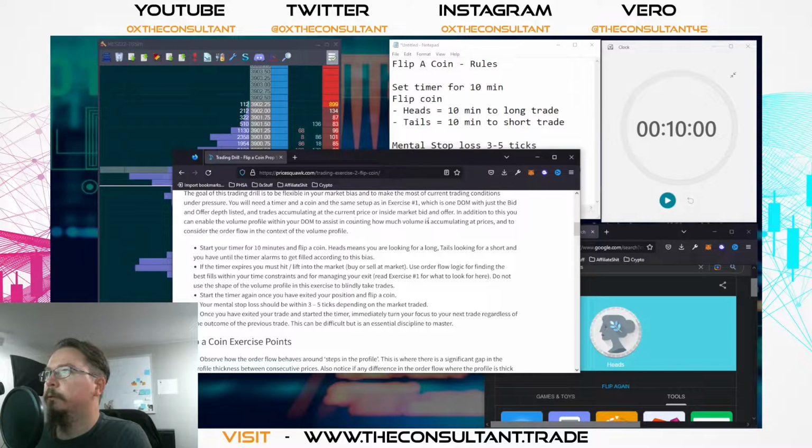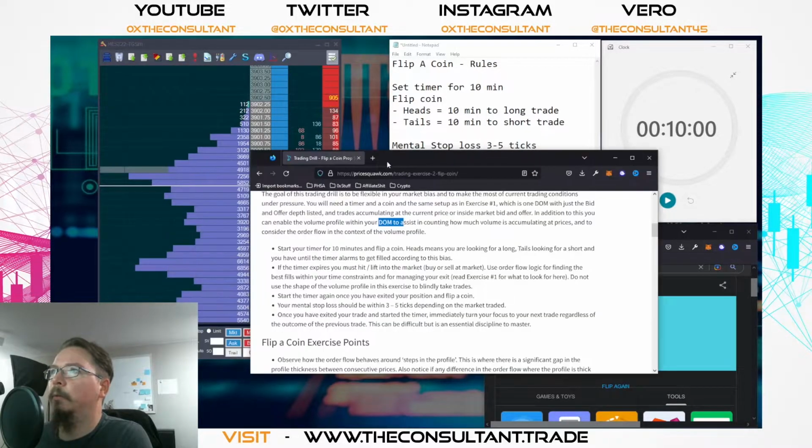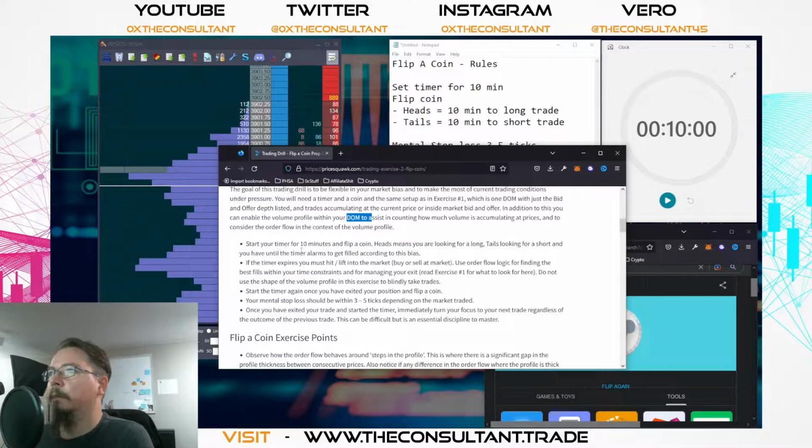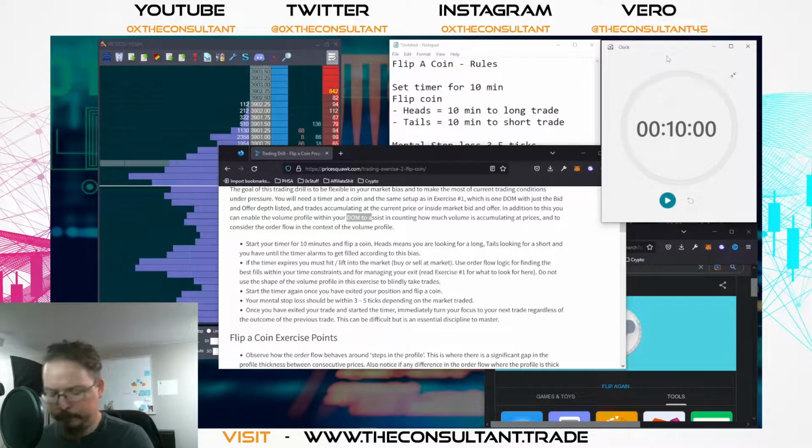Let's see. So you are allowed to have the DOM with the volume profile. You'll see why this is so large, why I have it so expanded out. But basically, you want to have a timer. I have a timer up here. If you have Windows, you can just hit the Windows key and type in timer. There's a built-in app for it. I just made one for 10 minutes.